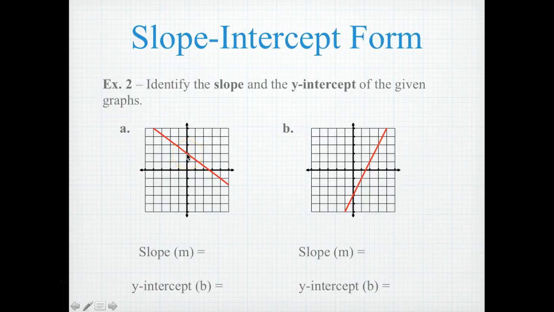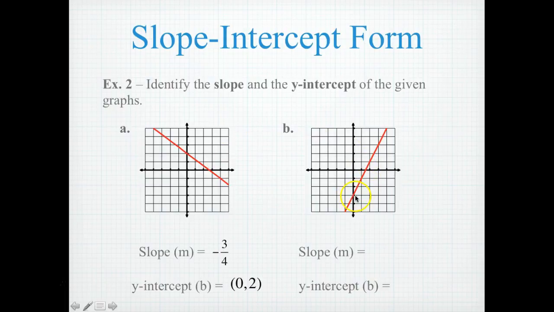So count the rise. In order to get from point A to point B, we go down 3 and we go to the right 4. Down is a negative movement, to the right is a positive movement, giving me a slope of negative 3/4. We already identified our y-intercept at positive 2. So there's our two pieces of information for the first line.